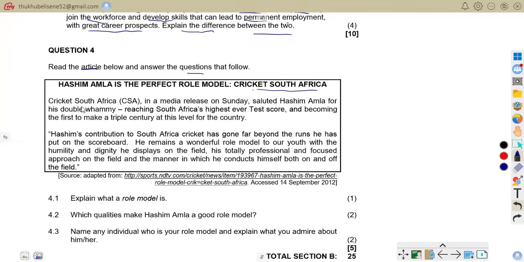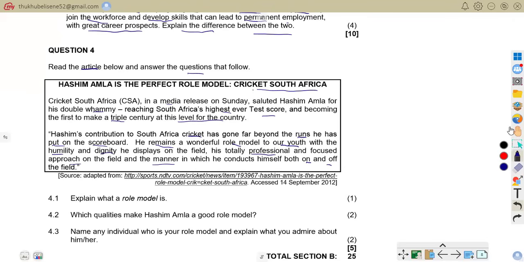Cricket South Africa, in a media release on Sunday, said that Hashim Amla, who is the world number one, reached South Africa's highest ever test score and became the first to win 3% at his level for the country. Hashim's contribution to South African cricket has gone far beyond the runs he has put on the scoreboard. He remains a wonderful role model to our youth, with the humility and dignity he displays on the field, his total professional and focused approach, and the manner in which he conducts himself both on and off the field.